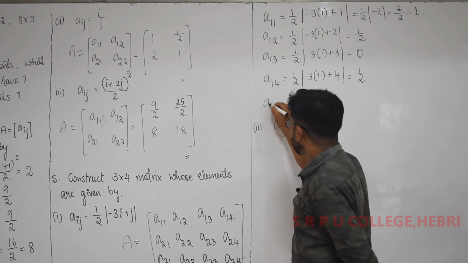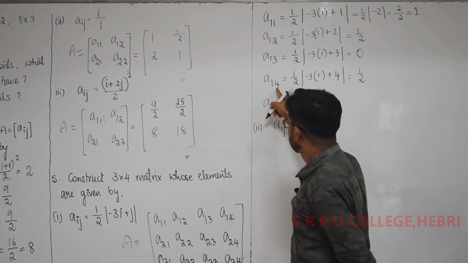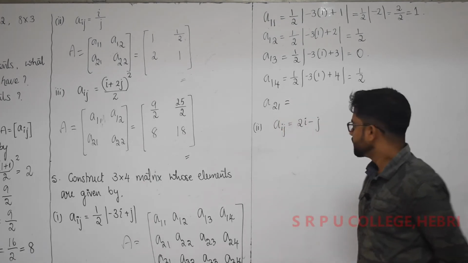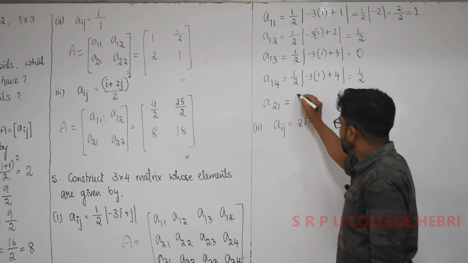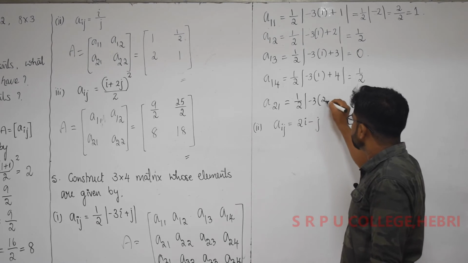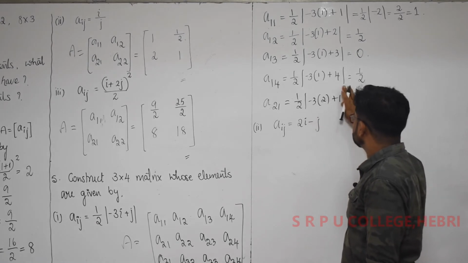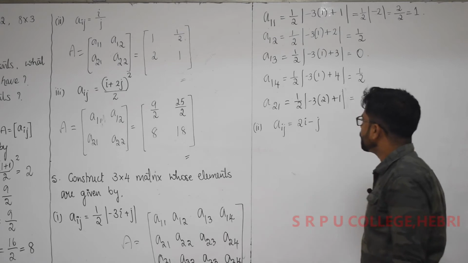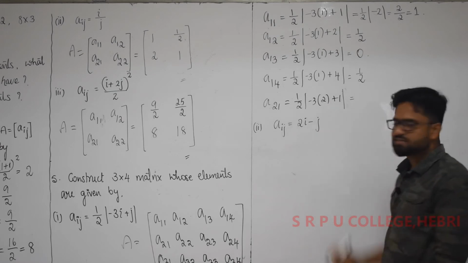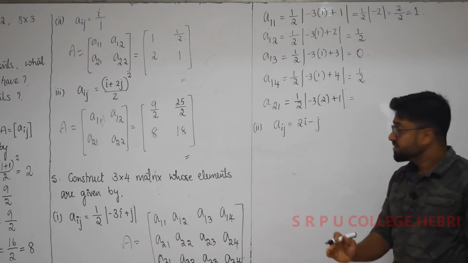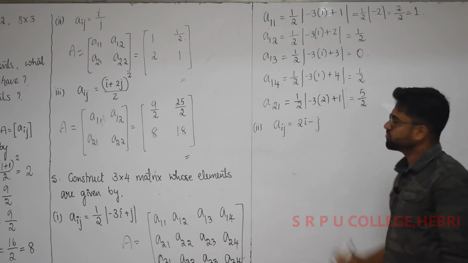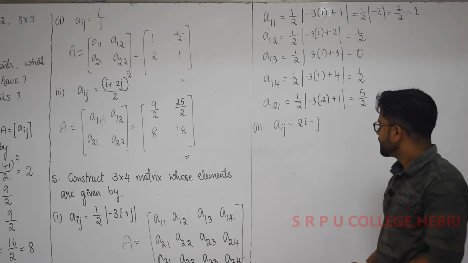Next, A14 is over. A21. A21 is half into mod of minus 3 into 2 plus 1. So that is equal to minus 3 into 2, 6, minus 6 plus 1. Minus 6 plus 1 is minus 5. Because of modulus minus 5 becomes plus 5. At the end we will get 5 by 2. A21 is 5 by 2. Okay. So let me erase this.